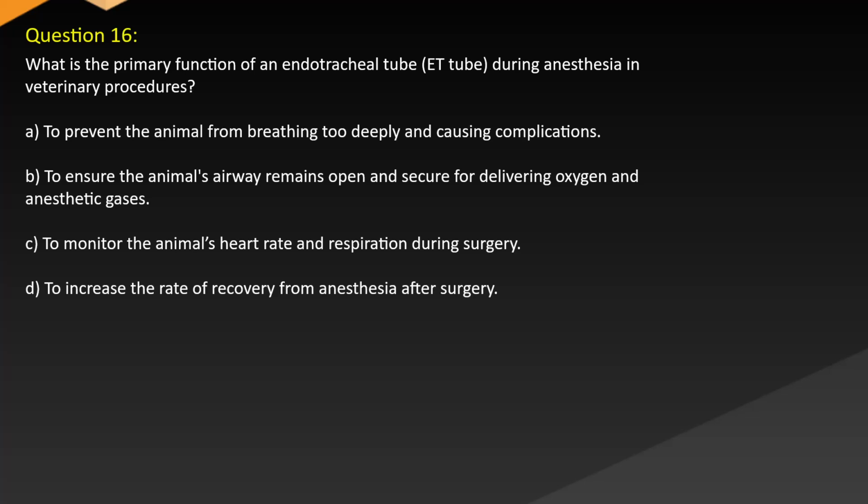Question 16. What is the primary function of an endotracheal tube, ET tube, during anesthesia in veterinary procedures? A. To prevent the animal from breathing too deeply and causing complications. B. To ensure the animal's airway remains open and secure for delivering oxygen and anesthetic gases. C. To monitor the animal's heart rate and respiration during surgery. D. To increase the rate of recovery from anesthesia after surgery.